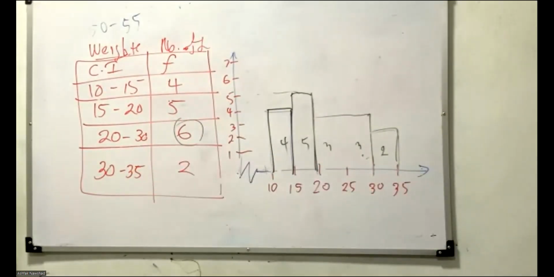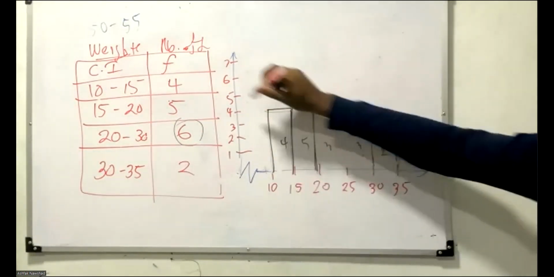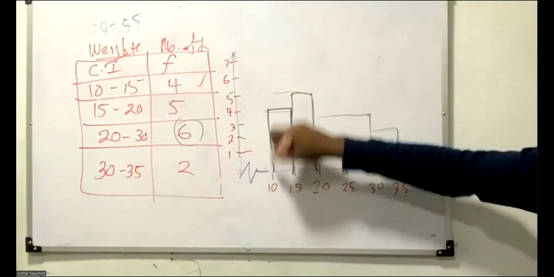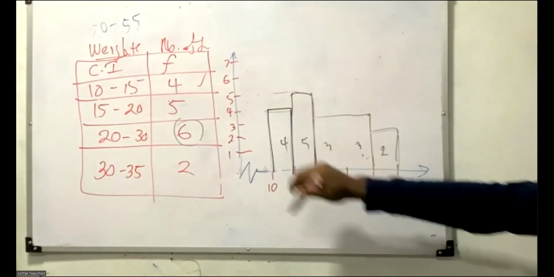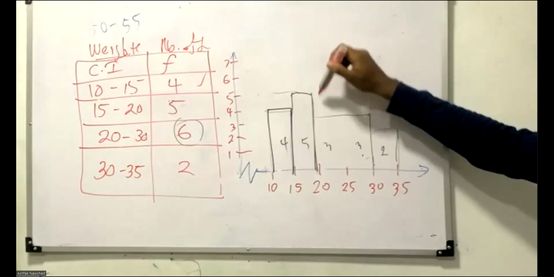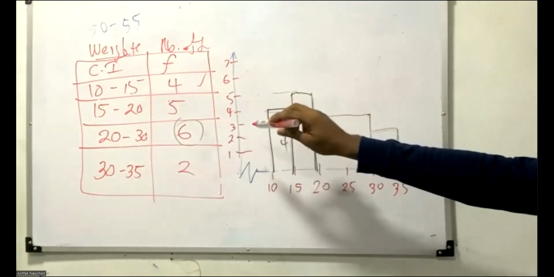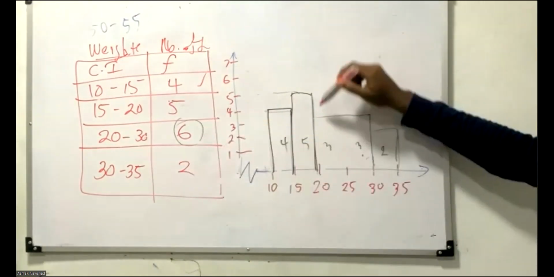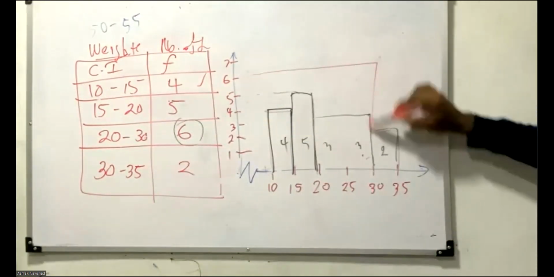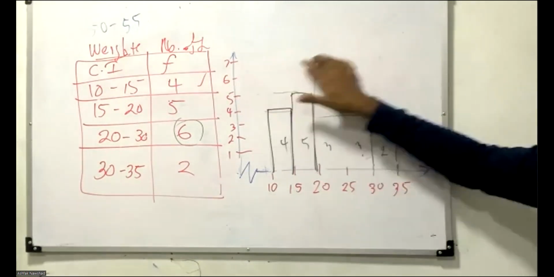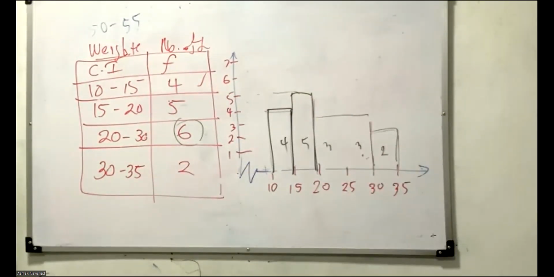Here is 5. That's cool. Now, as usual, we are trying to draw this. 10 to 15, we have 4 fish. So we can mark 4 fish in 10 to 15. And 15 to 20, we got 5. That's done. And then 20 to 30, there comes the problem. We have 6, but we can't mark 6 here, because if we do that, we are violating the rules of a histogram. In a histogram, you must evenly separate the data, separate the frequency.